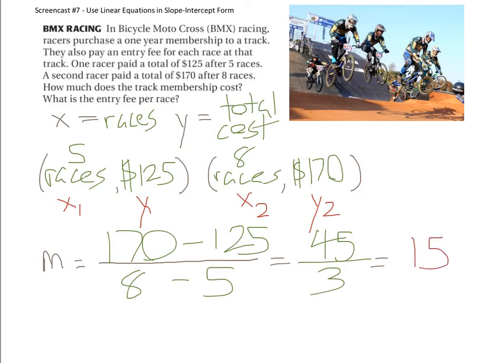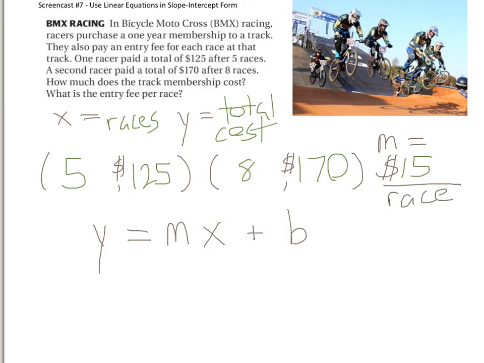All right, now what does that 15 mean? Well, that means it's $15 for every 1 race. In other words, it's $15 a race. So we just answered the second question. What is the entry fee per race? It's 15 bucks. Knowing this, we can answer the first question.